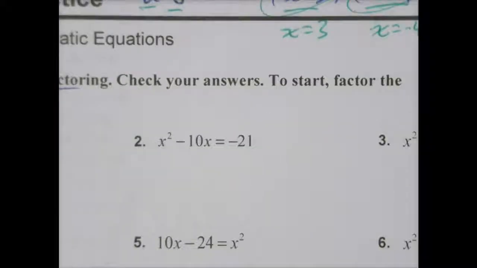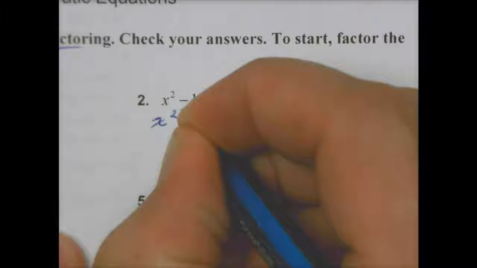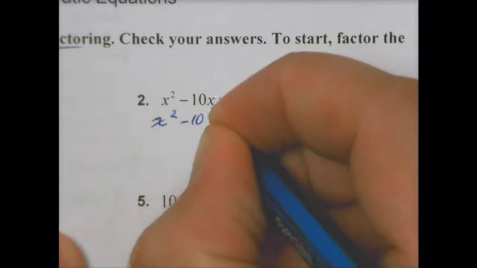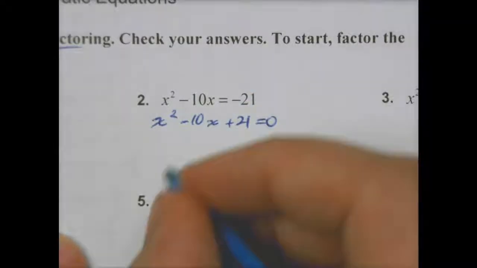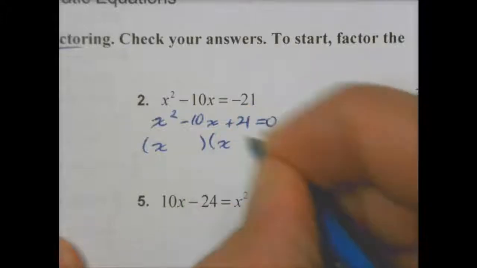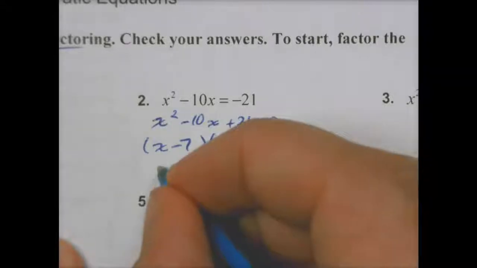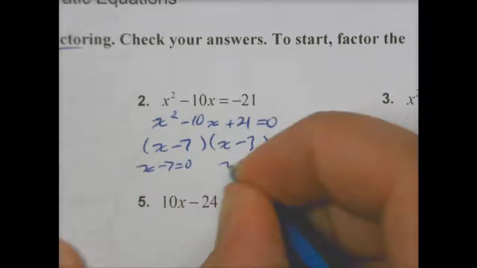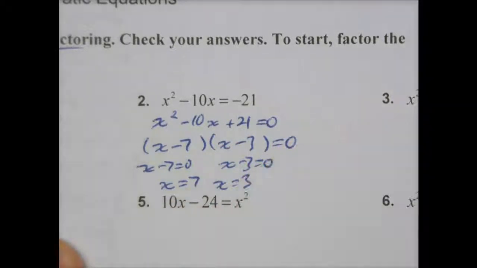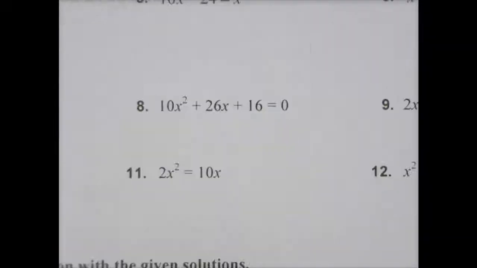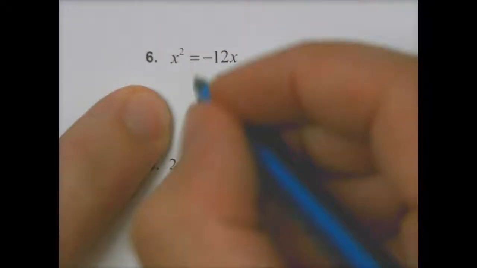Now, what about this case when we don't have it equal to 0? Well, remember, you can move things around so that they do equal 0. So we can add that 21 to the other side, and then I could factor this like we would be doing. So we would have x minus 7 and x minus 3, so that multiplies to be 21, adds to be 10. So x minus 7 equals 0, or x minus 3 equals 0. So x equals 7 and x equals 3. Again, you can check your work as you go. Same ideas moving forward.